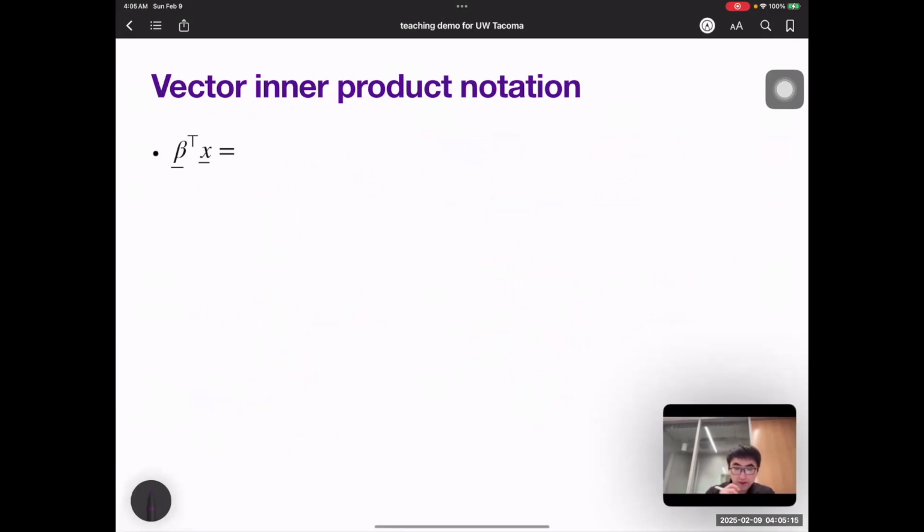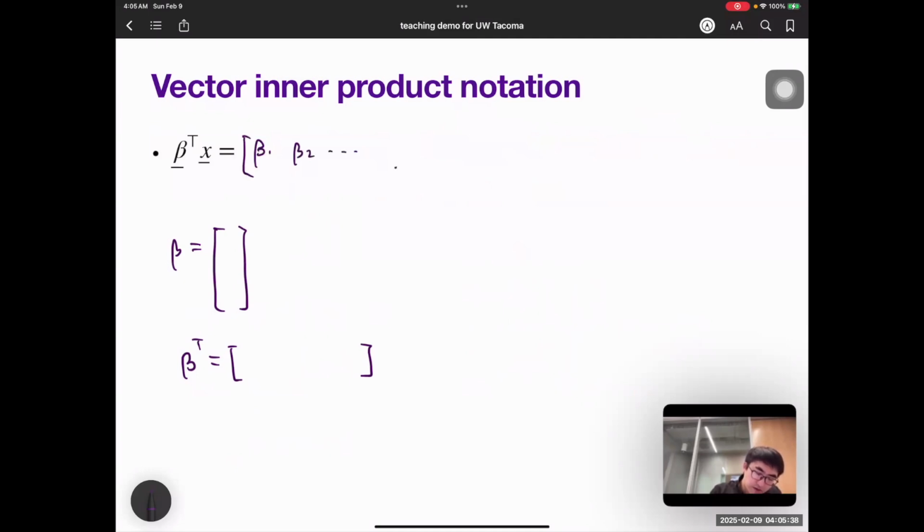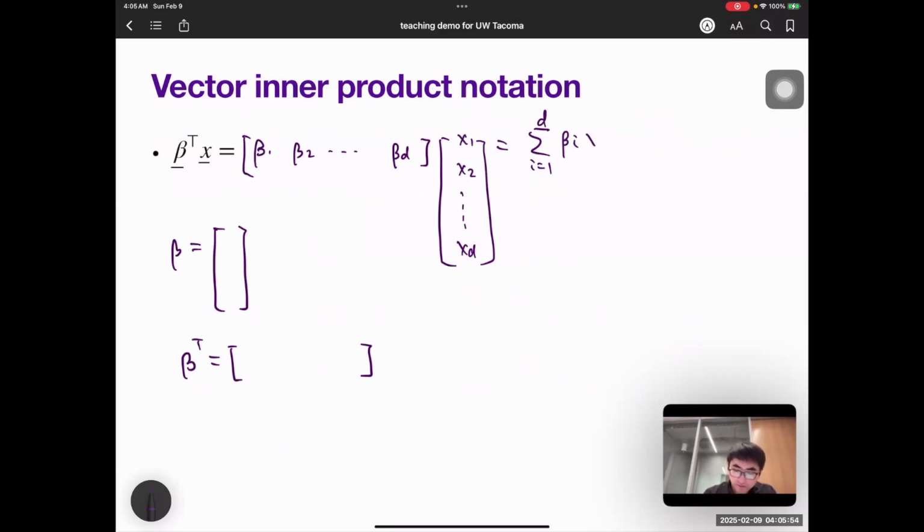For simplicity of writing, we are going to use matrix notation. Originally beta is a column vector. If we do a transpose, then it becomes a row vector. The matrix product shown on the top is beta 1, beta 2 to beta D, and X is a column vector. This operation is basically saying the sum from i equal to 1 to D of beta i Xi.